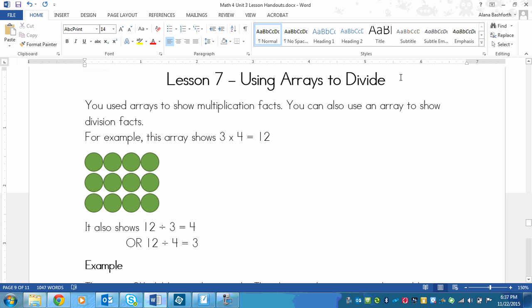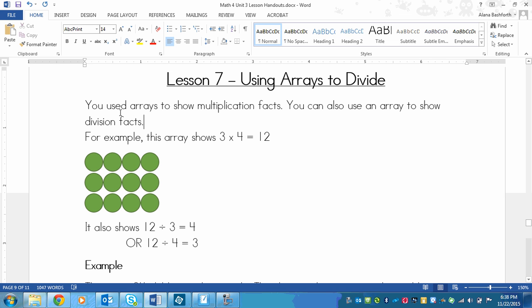This is a lesson on using arrays to divide. This is kind of the concluding part of our multiplication unit, and we'll be going on to dividing. But remember that dividing is just the opposite process of multiplication, so we haven't actually switched gears that much. It's like switching gears from subtracting to adding, or vice versa.